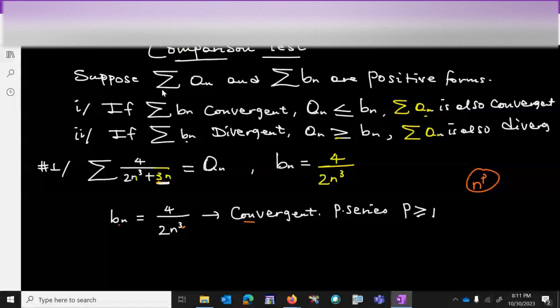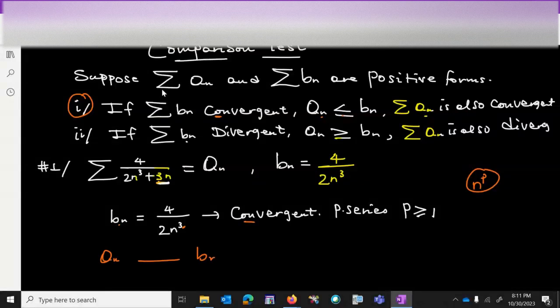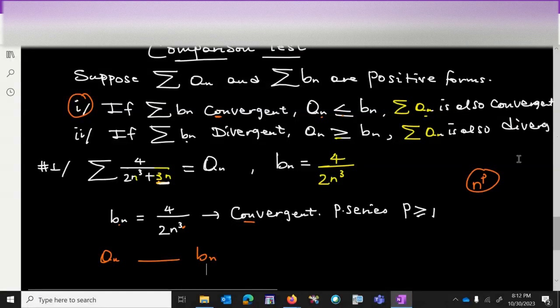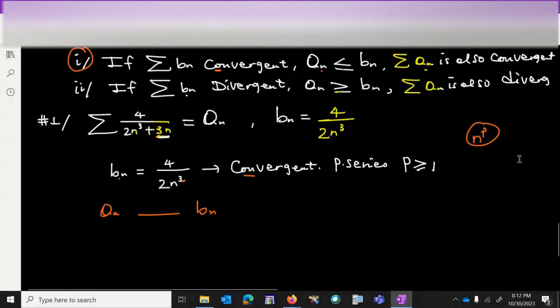So that means if b sub n is convergent, criterion number one is met already, because b sub n is known, and by the p series I know that it's convergent. That's not enough to conclude about the whole series a sub n. I have to also compare whether a sub n is less than or equal to b sub n. So let me compare these two, and if it is less than, then I can simply conclude that it's convergent.